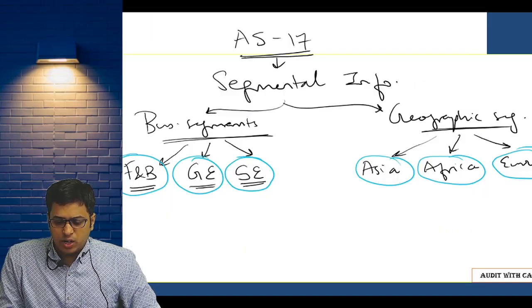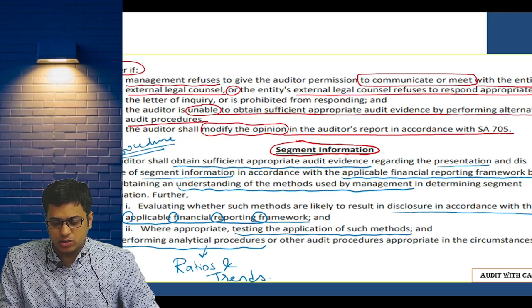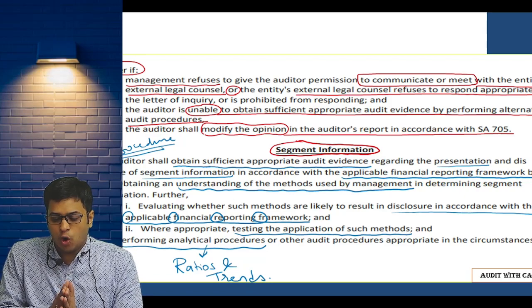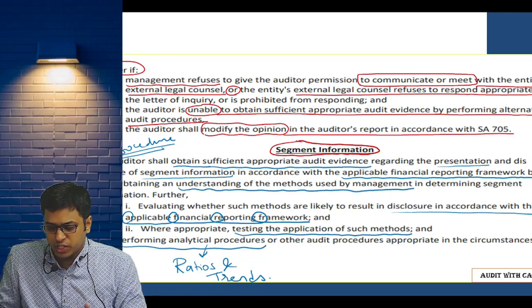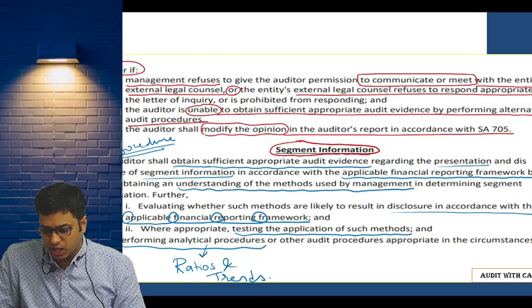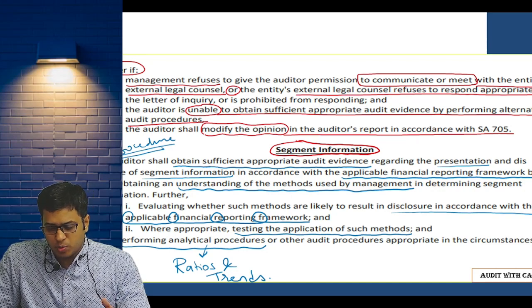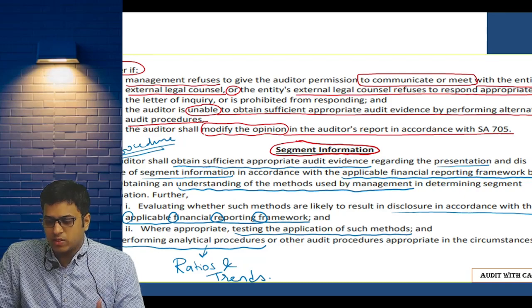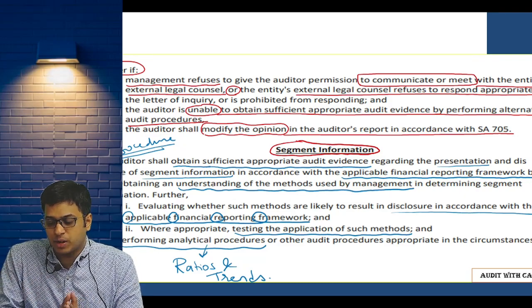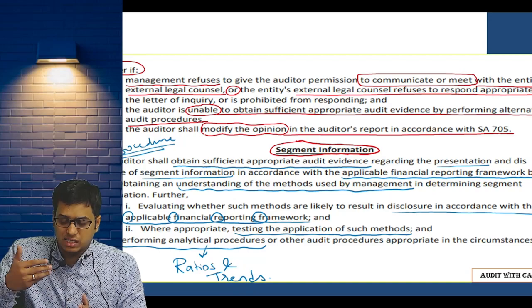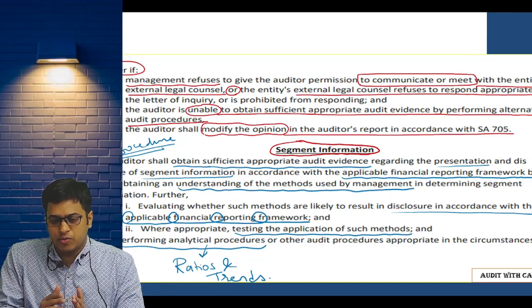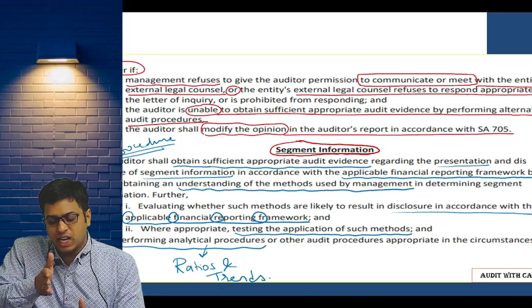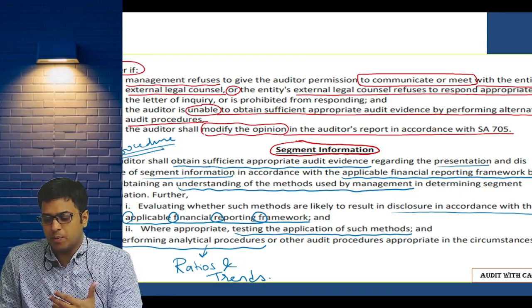Then after that we went to the next area, that is your segment information. Now segment information had two answers, very very simple answers. First is audit procedures to obtain audit evidence. So the first part is audit procedures to obtain audit evidence. I think a diagram is drawn from your end. Just check the diagram. So the auditor will understand the methods used by the management. Auditor will see whether any disclosure is done as per the AFRF or not. Auditor will test the methods used by the management. Auditor will perform analytical procedures, because analytical procedures will work best here, because the data is already segregated into various segments. So the auditor can easily perform the analytical procedures.